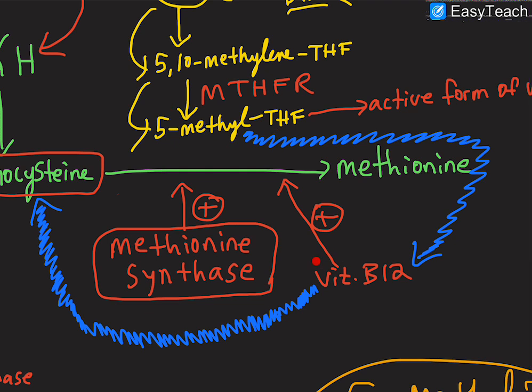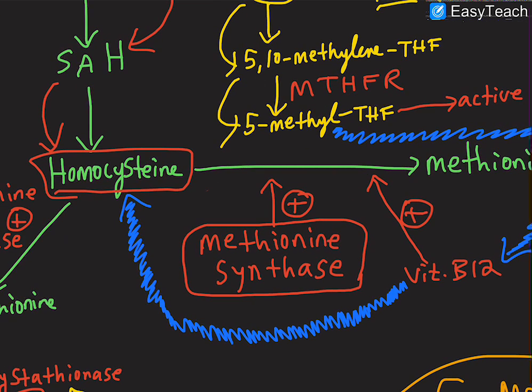And we also said vitamin B12 stimulates the conversion of homocysteine to methionine because it's an important cofactor for methionine synthase. Methionine synthase is the enzyme that converts homocysteine to methionine. So you can imagine, if methionine synthase doesn't work, then you can't convert homocysteine to methionine.